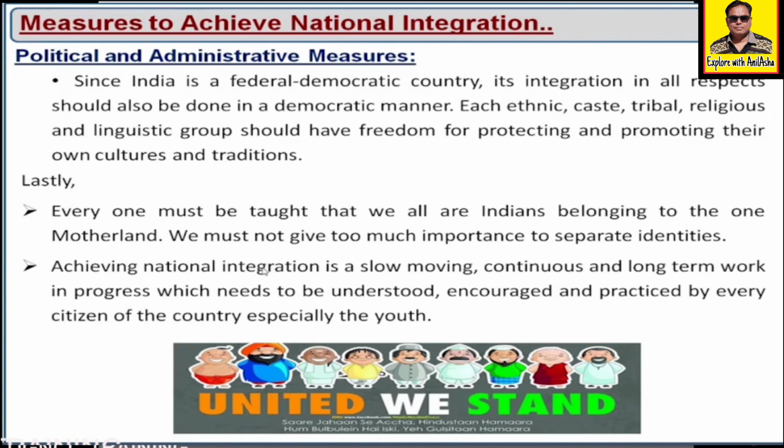So, this is all about our topic, factors affecting national integration and measures to achieve it.